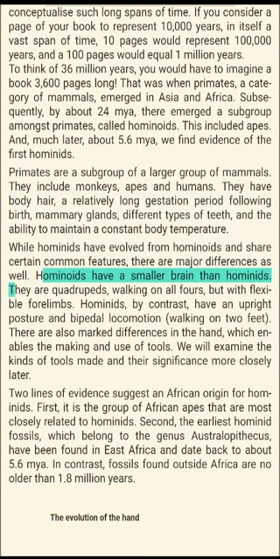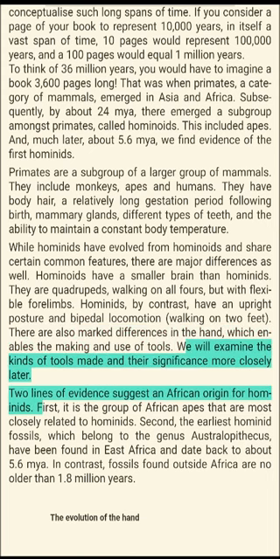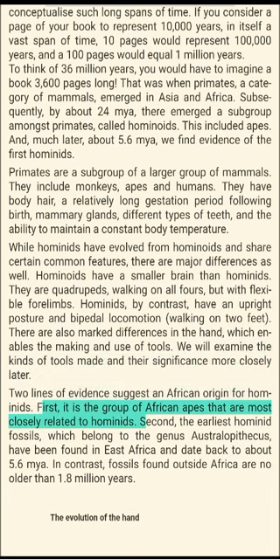While hominids have evolved from hominoids and share certain common features, there are major differences as well. Hominoids have a smaller brain than hominids. They are quadrupeds, walking on all fours, but with flexible forelimbs. Hominids, by contrast, have an upright posture and bipedal locomotion, on two feet. There are also marked differences in the hand, which enables the making and use of tools. We will examine the kinds of tools made and their significance more closely later.